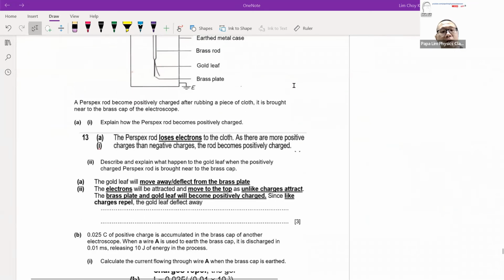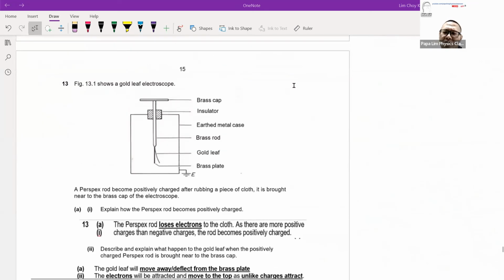Now, question 13, I would say, is an interesting question that we don't usually see in electrostatics. It's a gold leaf electroscope. What happened here is that the Perspex rod that is given is positively charged. It is being brought near to the brass cap. Okay, what actually happened now is this.